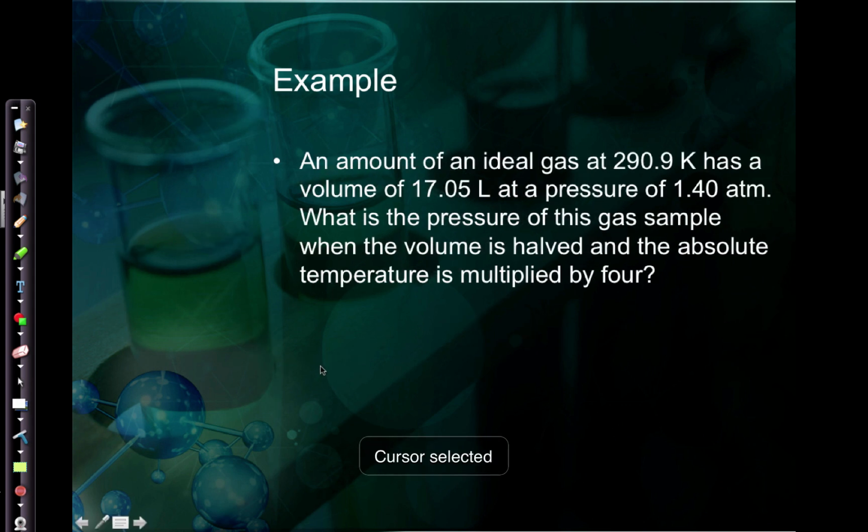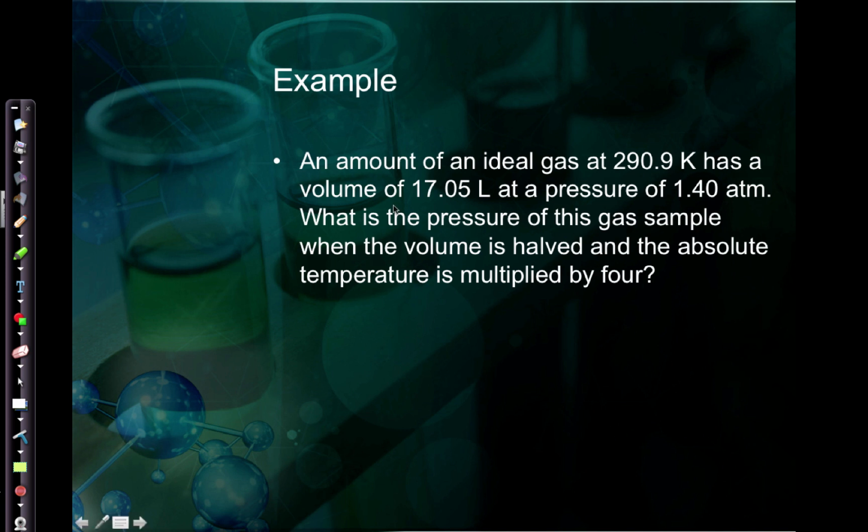All right, let's look at another type of problem. An amount of an ideal gas at 290.9 Kelvin has a volume of 17.05 liters at a pressure of 1.4 atm. What is the pressure of this gas when the volume is halved and the absolute temperature is multiplied by 4?